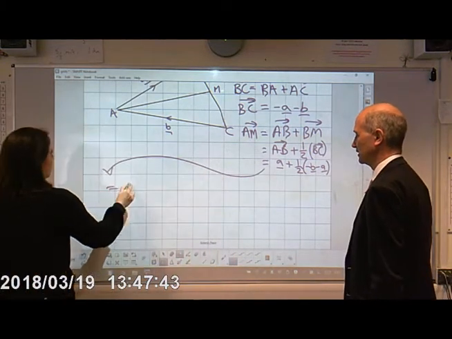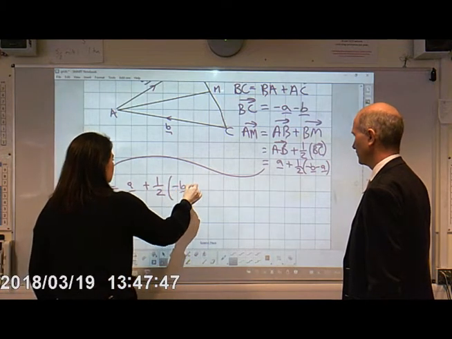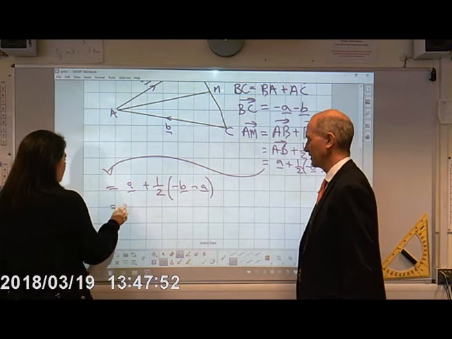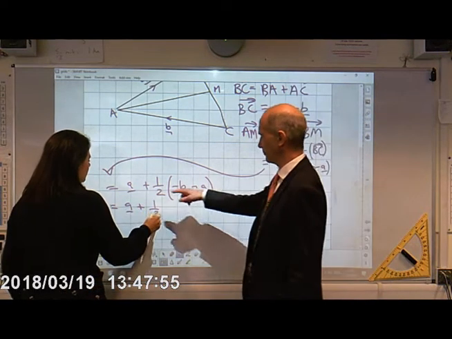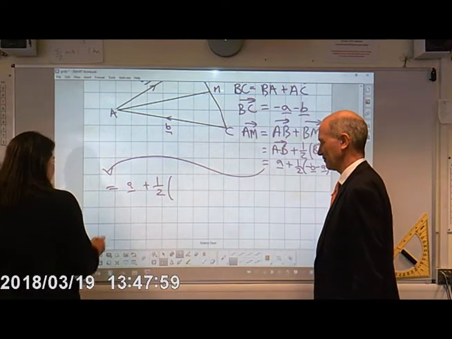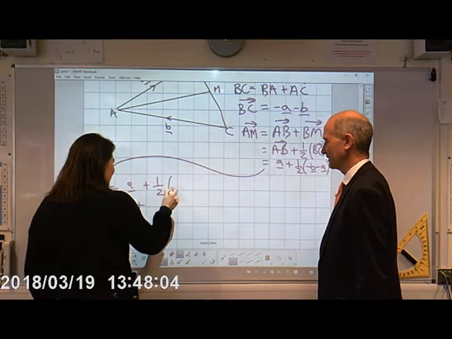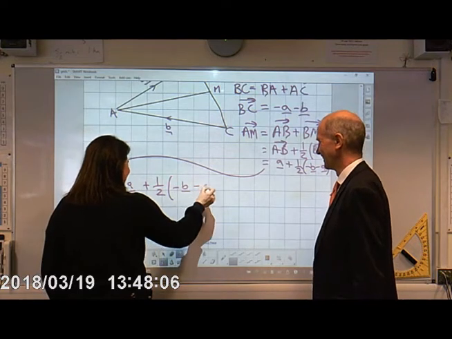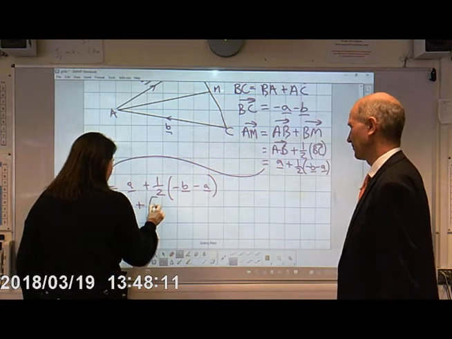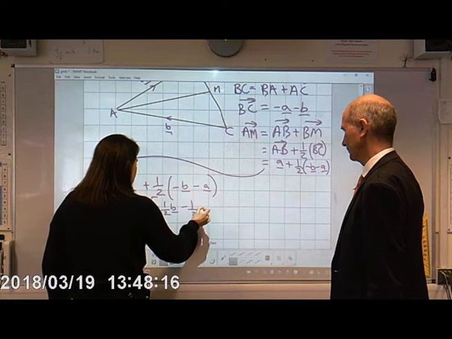I like to have everything written properly. So here, I'm going to expand. So I'm going to have A plus a half. Properly as in making that not look like a 9, you mean? There you are, that looks better. So we're going to have plus minus a half B minus a half A.